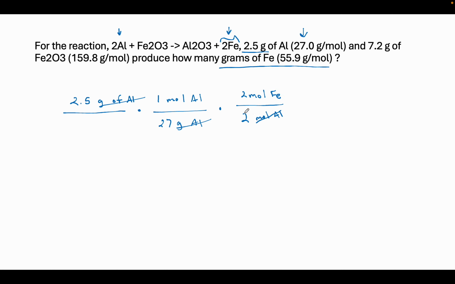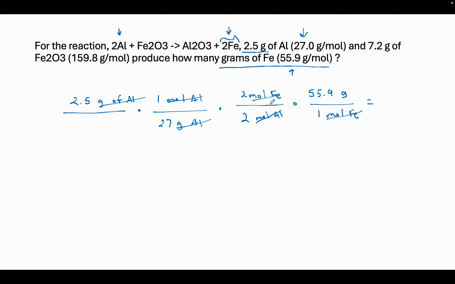But we need to do it. Mole of aluminum cancels out, up on top. And now that I'm at mole of aluminum, I can go to the grams of aluminum. So they give us the grams of aluminum, 55.9 grams for every mole. Okay. Here we go. This cancels out.